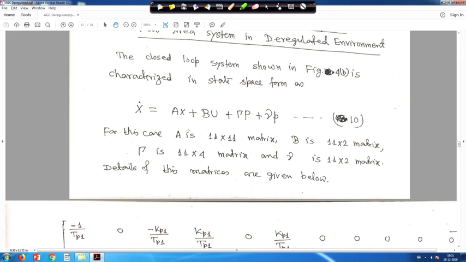So, here I am not writing all the equations, x1 dot, x2 dot, it is understandable to you, right.